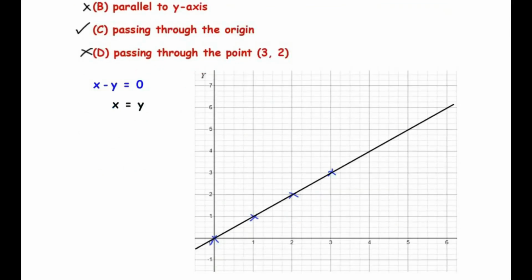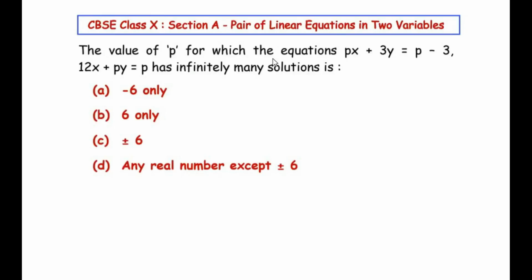question. The value of p for which the equations px plus 3y is equal to p minus 3 and 12x plus py is equal to p has infinitely many solutions is. So here we can see that two equations are given and we have to find out the value of p given that the equations have infinitely many solutions. Now infinitely many solutions means it represents coincident lines. So let us begin by writing the given equations in their general form first.